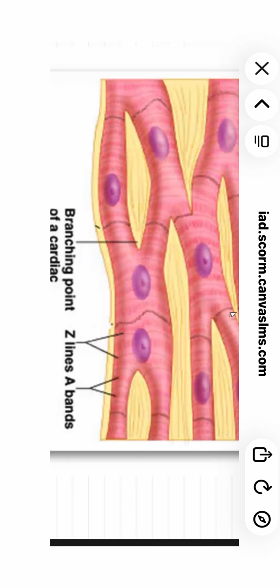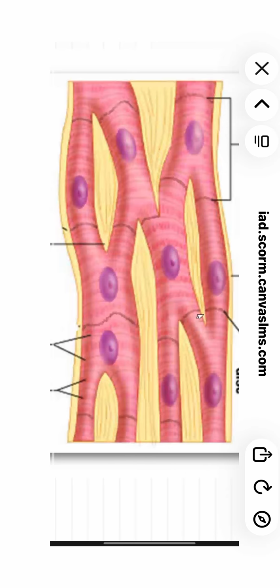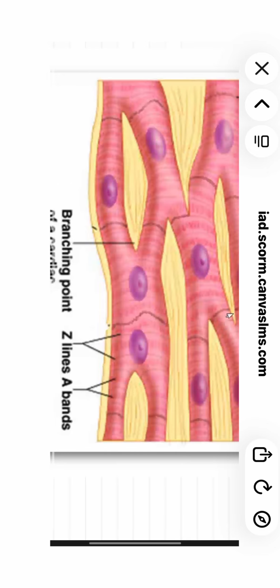I think the name is self-explanatory. Myo meaning muscle, cardio meaning heart, and cyte meaning cell, right? So these myocardiocytes are connected by a series of structures. You can see them right here. These are called intercalated discs.